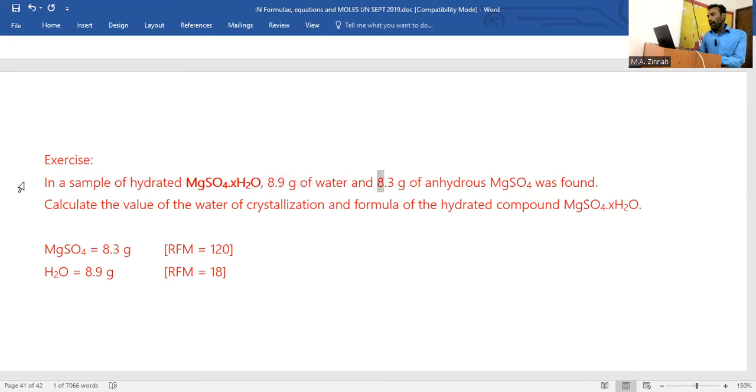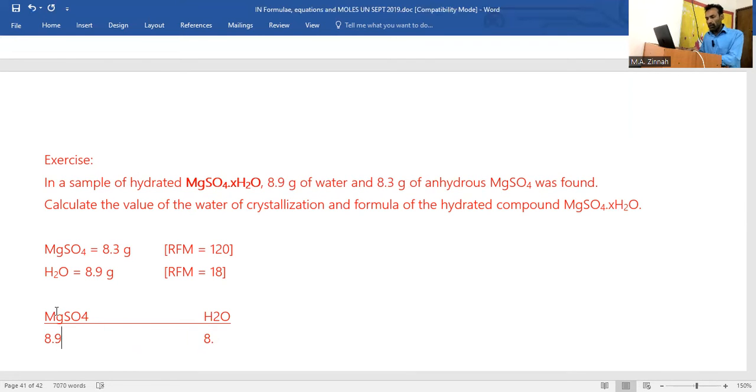And how much anhydrous other than water? Remember, other than water. How much magnesium sulfate alone is there? So calculate the value of water of crystallization. How to calculate them? Very simple. Just write the formula side by side: magnesium sulfate and water. Very simple calculation. Now, what's the value of magnesium sulfate given here? 8.9 gram. And what's the water here? 8.